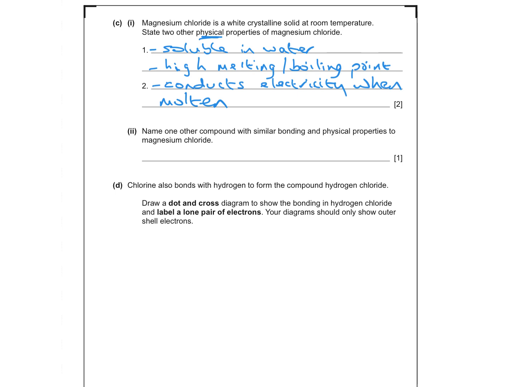And part 2, another compound with similar bonding and properties to magnesium chloride. So you just have to name another ionic compound. So for example, sodium chloride.